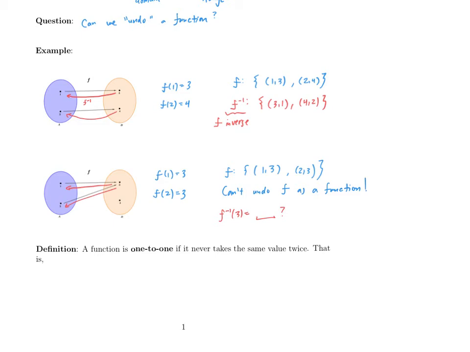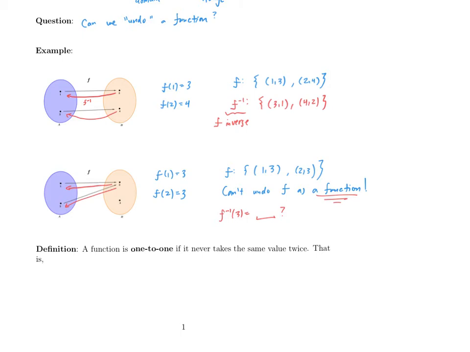And the key observation is not being able to undo it as a function. Intuitively, we probably see the key issue that does not allow us to do it as a function. You have 2 inputs to the function f mapping to the same output. And what that means is if you try to undo it, that output 3, now as the input to f inverse, would have to go to multiple outputs, which is not allowed for a function.